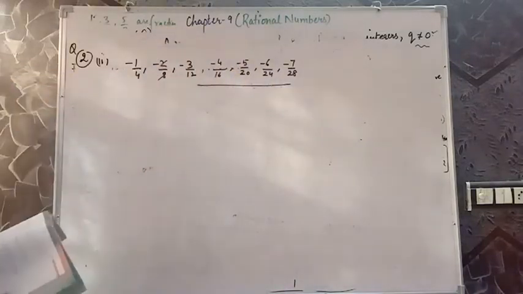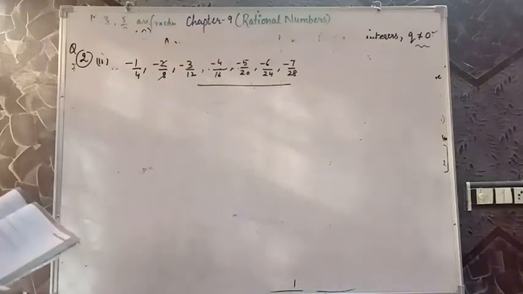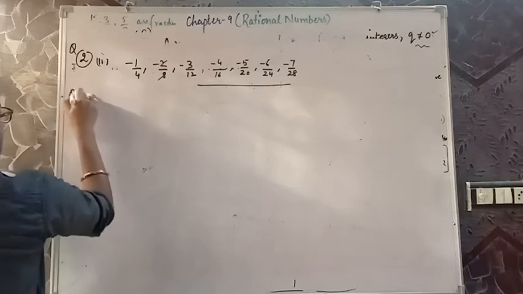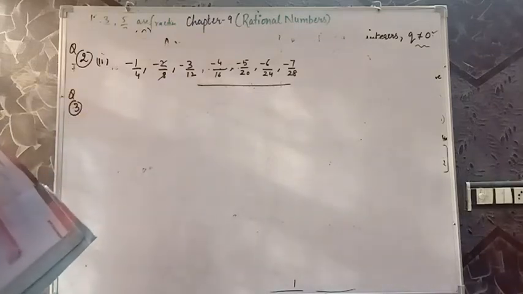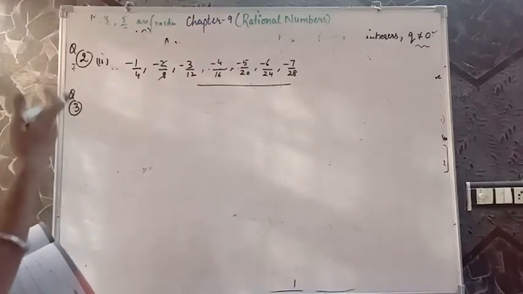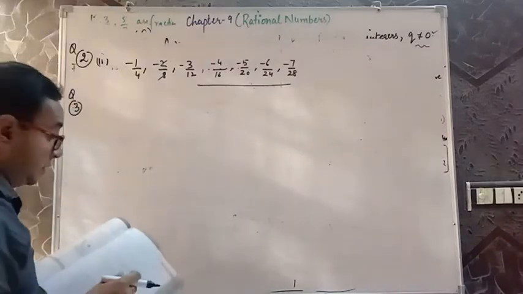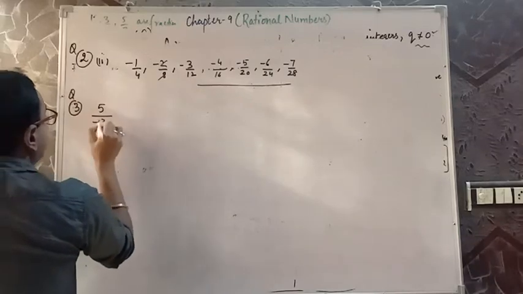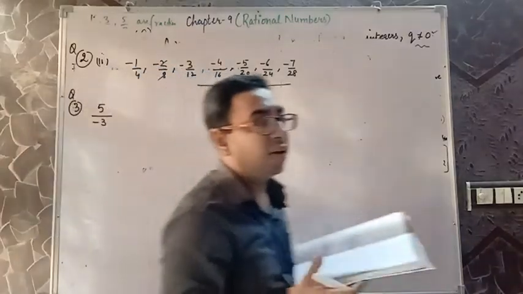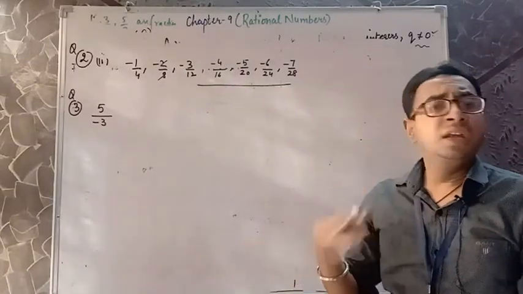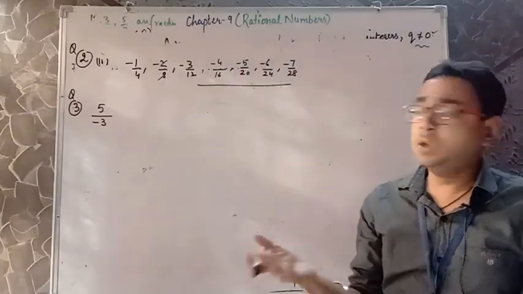Clear? Next, question number 3. Give 4 equivalent rational numbers equal to. The other parts you will be doing yourself, because this chapter is like fractions. We have discussed fractions in detail, so I think you will be able to do the rest of the part yourself. Now I have to write 4 equivalent fractions equal to 5 by minus 3. Now very simple. It's your choice what equivalent fraction you want to have.